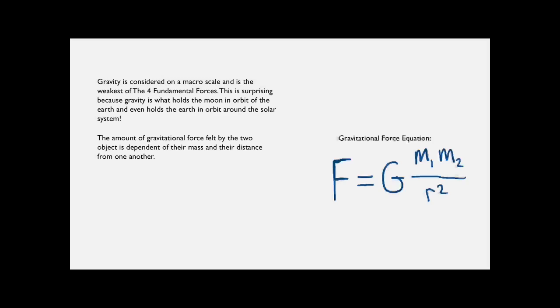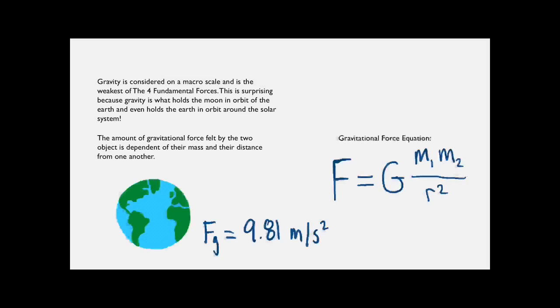The amount of gravitational force felt by two objects is dependent on their mass and their distance from one another. This can be seen in an equation. F is equal to the gravitational universal constant times the mass of object 1 and mass of object 2 divided by their radius squared. The Earth's gravitational force, or Fg, is equal to 9.81 meters per second squared.